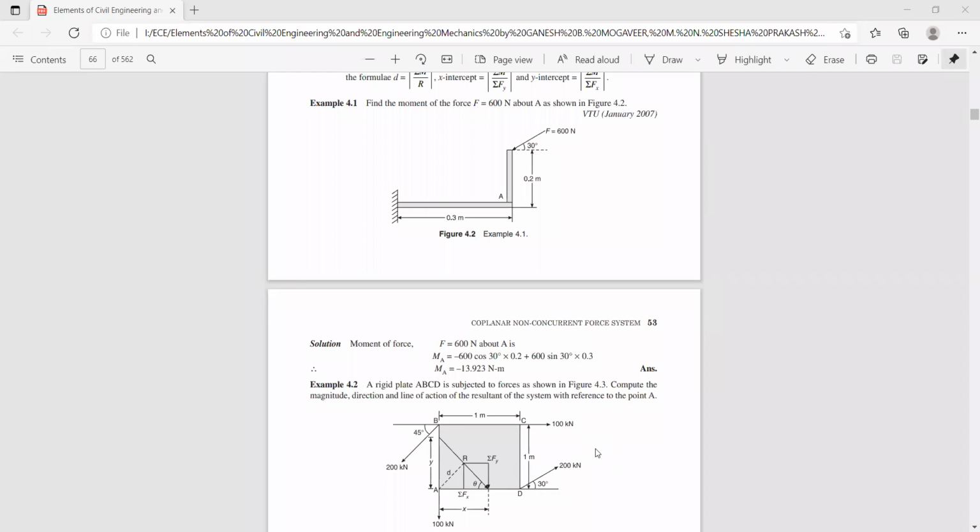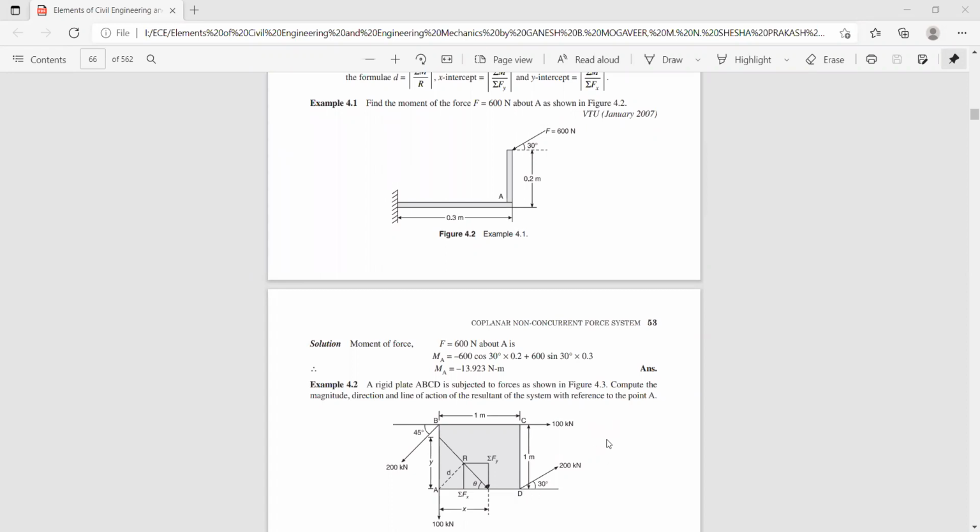Now let us find sigma f of x. Sigma f of x, that means the components which are parallel to x-axis. Now sigma f of x will start from this point. That is minus 200 cos 45, because it is acting towards negative direction. Minus 200 cos 45 plus 100, it is acting along the positive direction along x-axis. So minus 200 cos 45 plus 100 plus 200 cos 30, it is also acting along the positive direction. So sigma f of x will be minus 200 cos 45 plus 100 plus 200 cos 30.